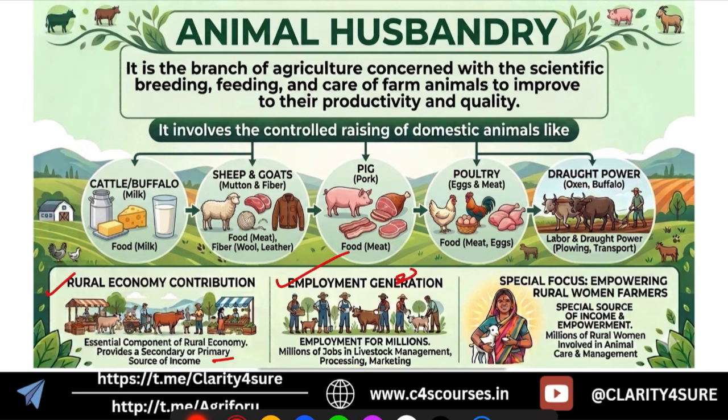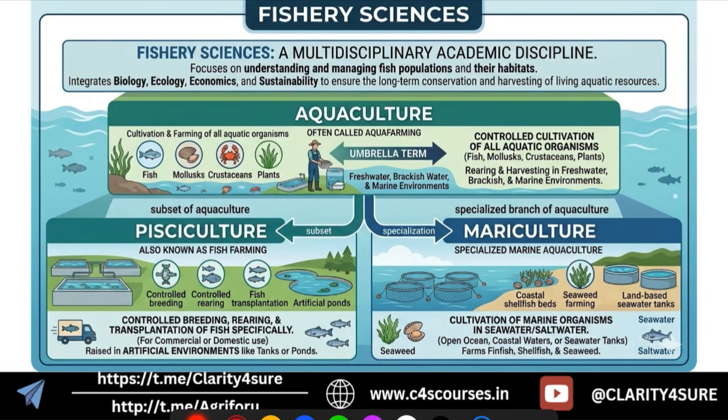And the employment generation, yes, it plays an important role. Around 28 million people receive employment from this livelihood and from this livestock sector, and it has a special role to play in woman empowerment because millions of rural women are involved in animal care and management.